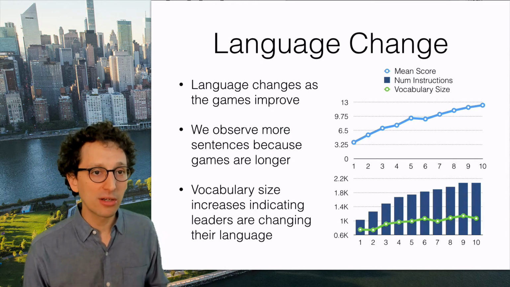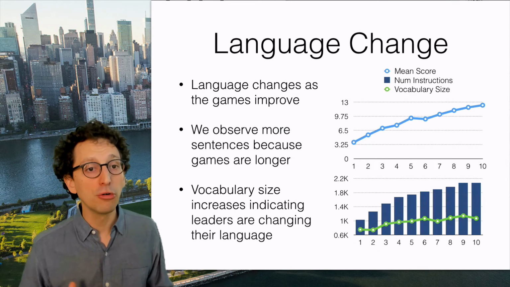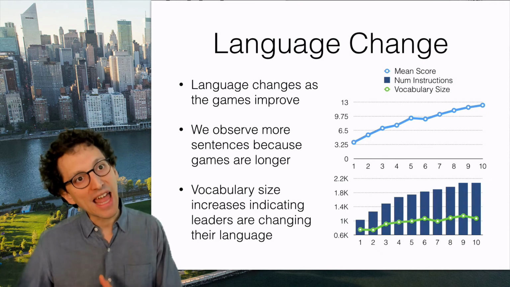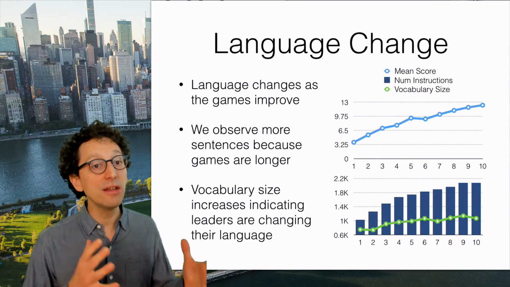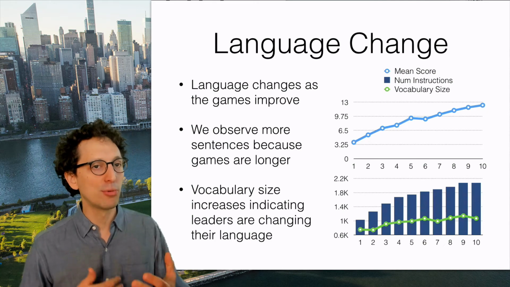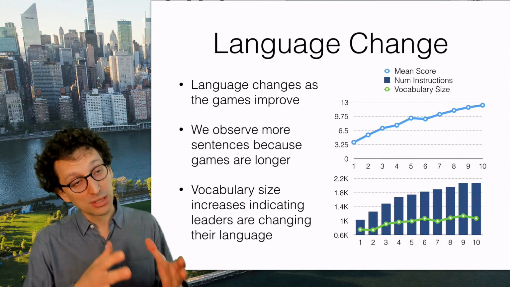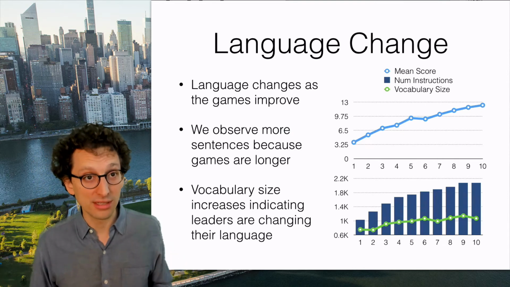So we see the vocabulary size, these are the blue bars. It's increasing over time. So the vocabulary in the 10th decile is significantly larger than in the earlier deciles, showing that people are using more complex language, at least lexically. But very quickly we're going to see that it's actually more than that.